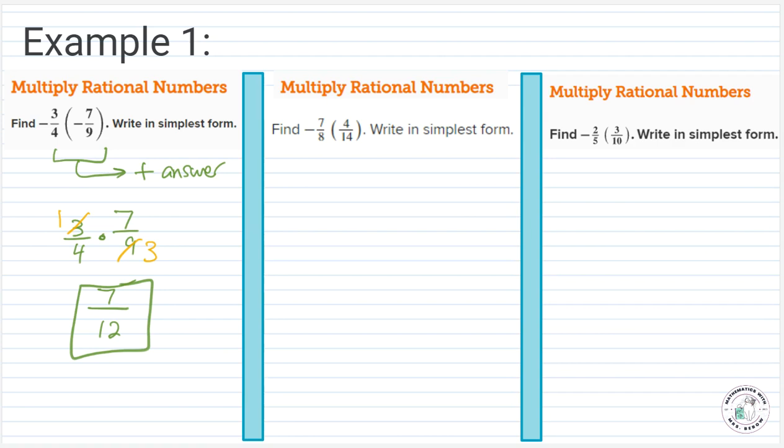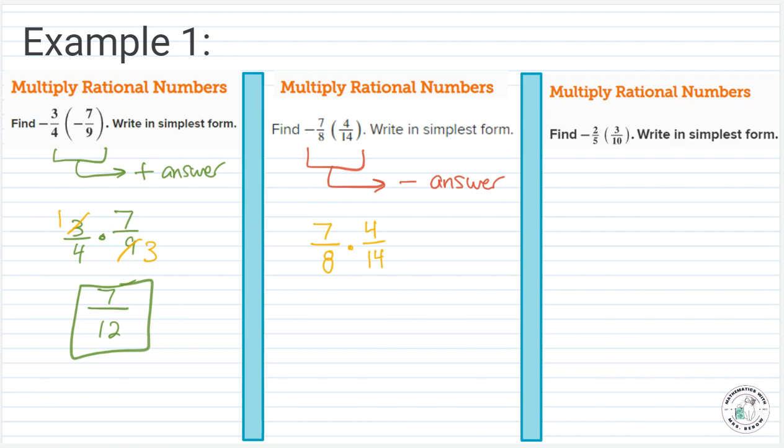Now with this one, we do want to point out this one is going to be a negative answer because we have different signs. So that is something that we want to keep in mind when we go and write out our final solution. So for now, I'm just going to ignore the negative that's in front of the 7/8 just so that it's not cluttering up my work here.